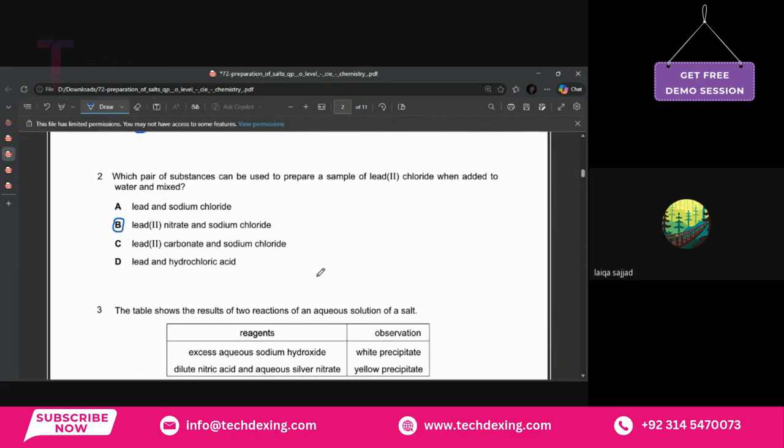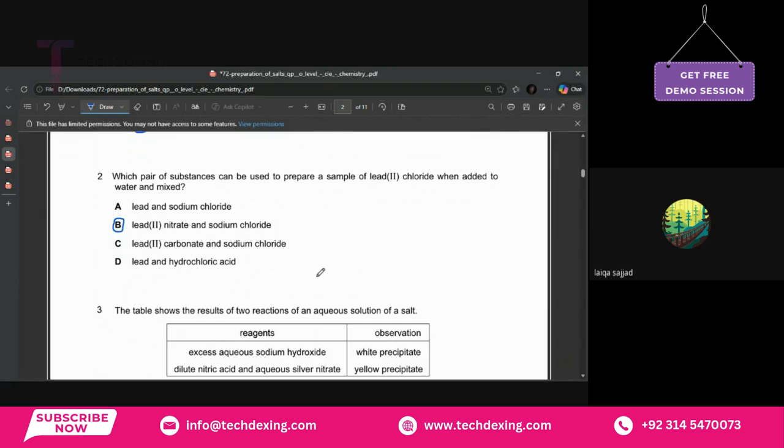And what about option D? Lead and hydrochloric acid. Lead is a low reactivity metal, so it will react very slowly with hydrochloric acid. Yes. The reason is the same that we discussed before. Lead reacts very slowly because a coating of insoluble lead chloride will form on the metal and it will stop the reaction. So option B is the correct option.